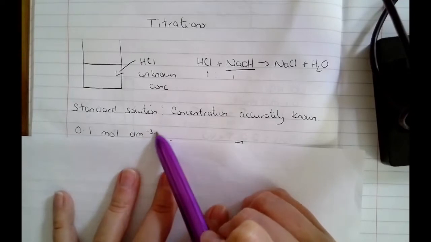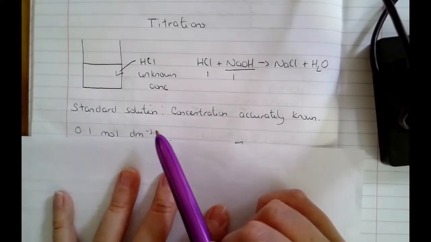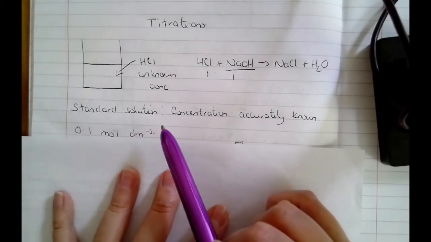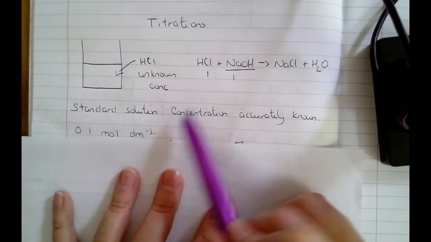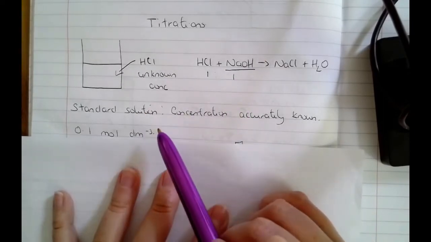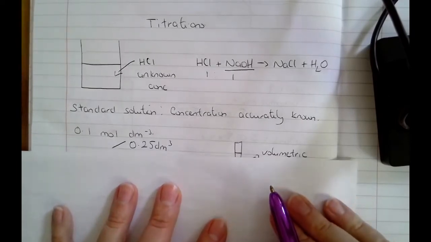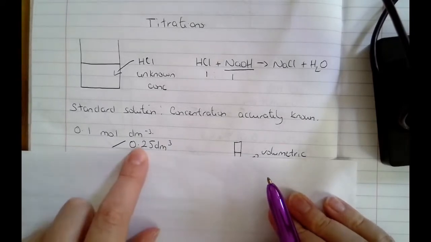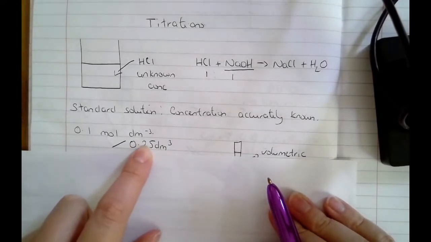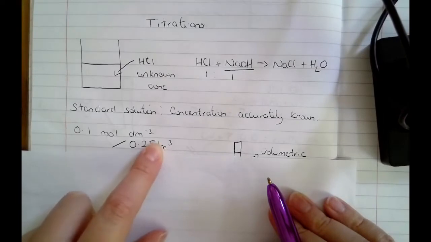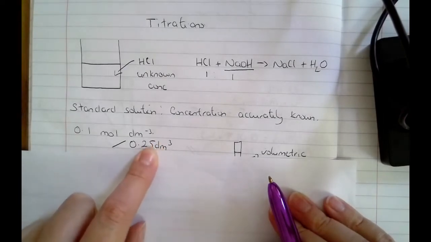So decimeters cubed is the same as a litre, so 1 decimeter cubed equals 1 litre. And typically when we're making up solutions, you don't make up a full decimeter cubed, you typically make up 250 centimeters cubed, or 0.25 decimeters cubed. Which is a quarter of the size, because your typical volumetric flask is 0.25 decimeters cubed, or 250 centimeters cubed.